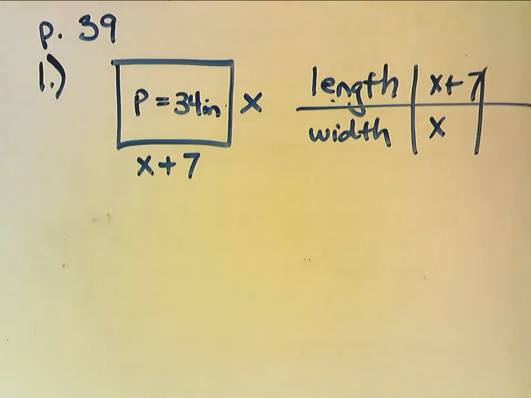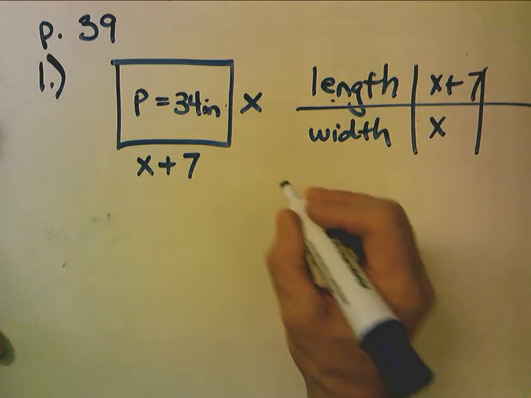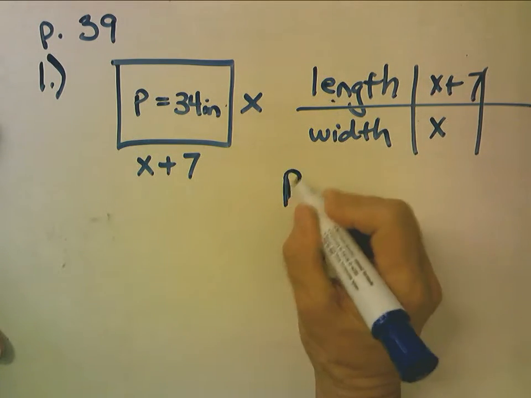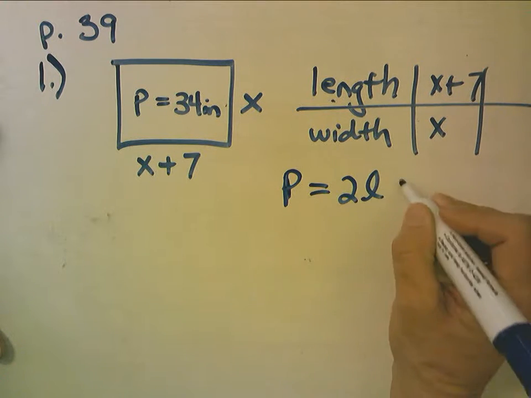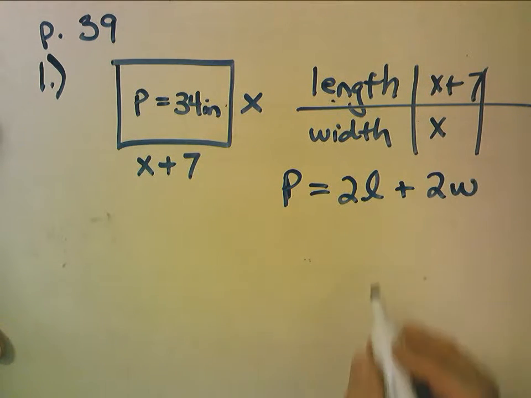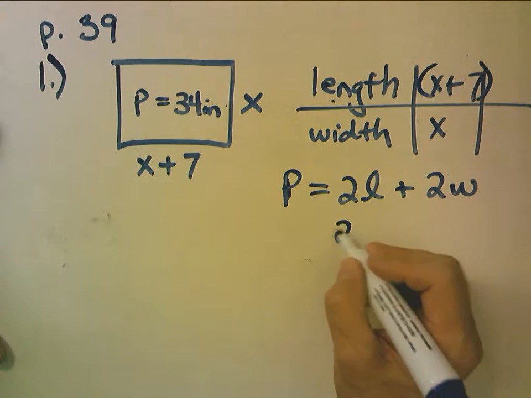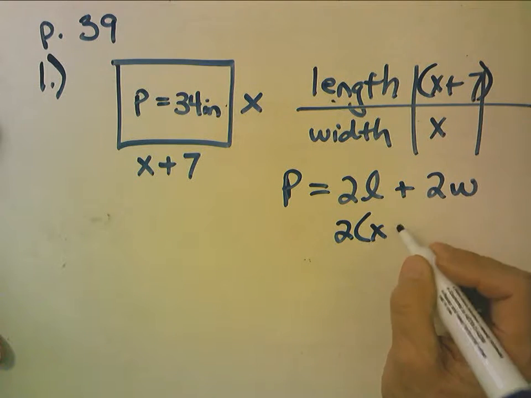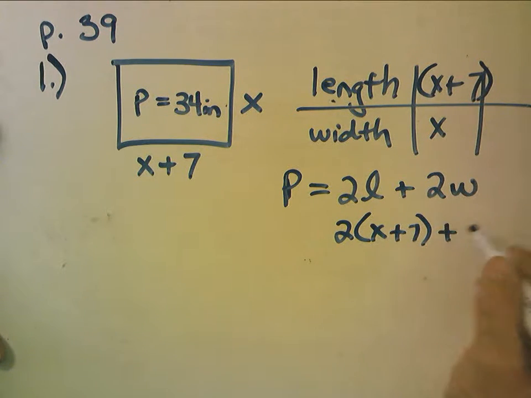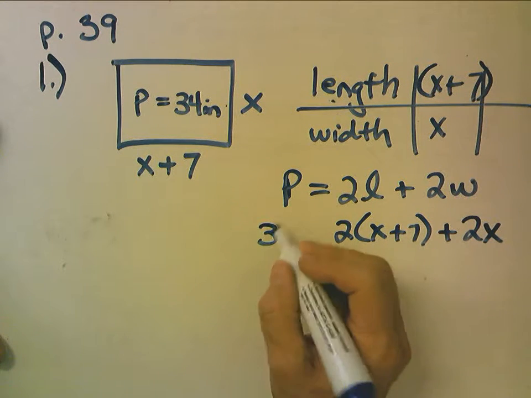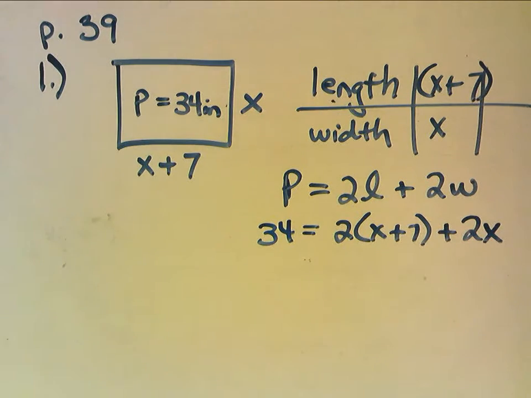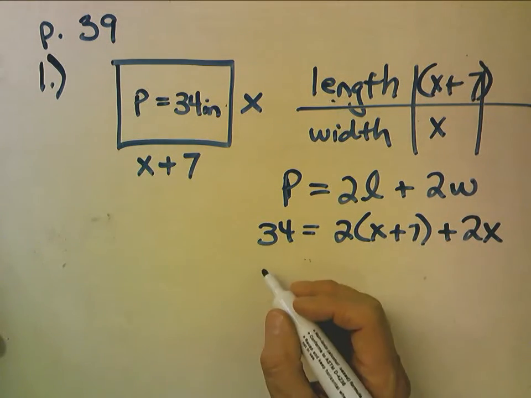There are two ways to approach this. One way is to use the perimeter formula. I know the perimeter is 2 times the length plus 2 times the width. The length is x plus 7, so to multiply x plus 7 times 2, I need parentheses. And 2 times the width would be 2 times x. The perimeter is 34. Here, I defined my unknowns, I used my unknowns, and I just plug it in. This is one way to solve it.